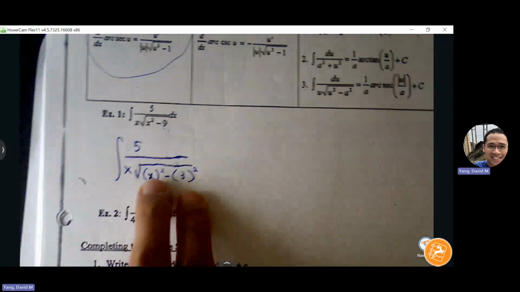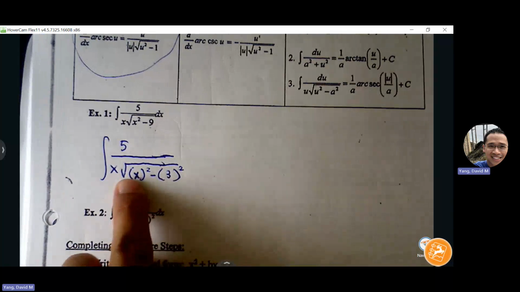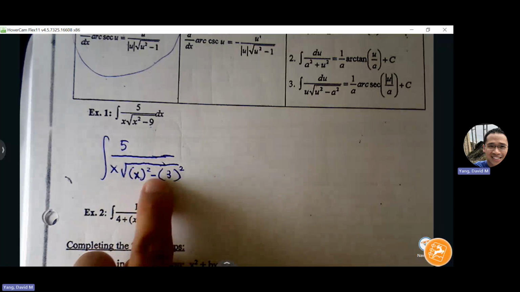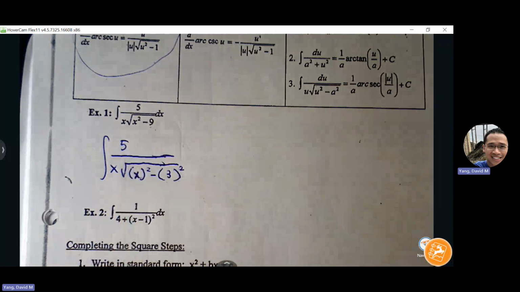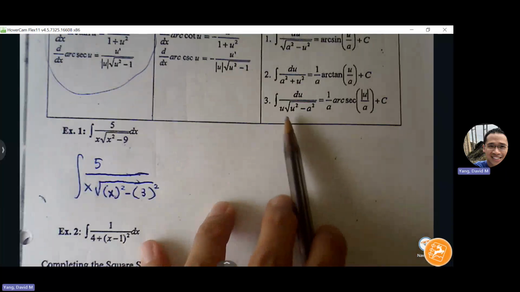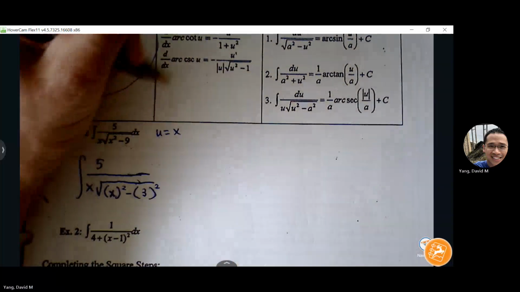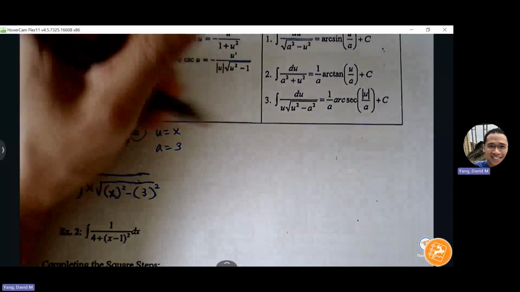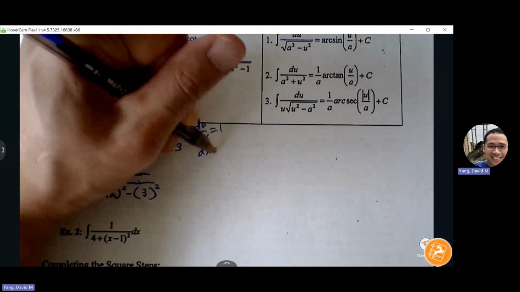So if you go through this exercise, then you're going to be able to see your u value and your a value without any trouble. Go through this process and you're not going to accidentally put down a 9 for your a value. Okay, so now we have everything that we need. Our u value is x. Our a value is 3. If I want to find my derivative, du over dx is just 1, so dx equals du.